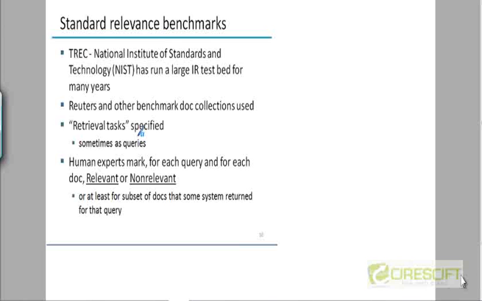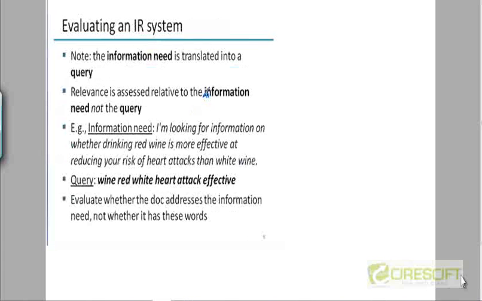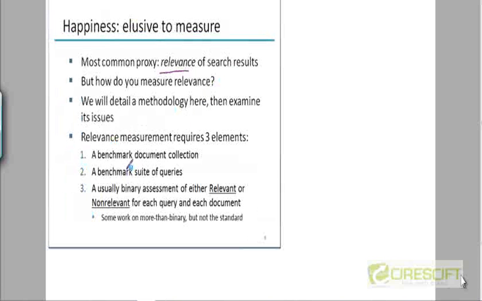So there's something called TREC, which stands for Text Retrieval Conference. This is a conference run by NIST, the National Institute of Standards and Technology, where every year they do tests on different search engines. They have all these benchmarks that we talked about: a reference set of document collection, a reference suite of queries, and then they evaluate whether the documents returned by different search engines are relevant to the query or not.